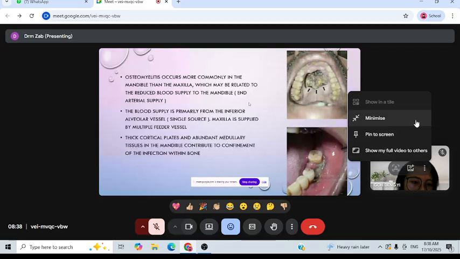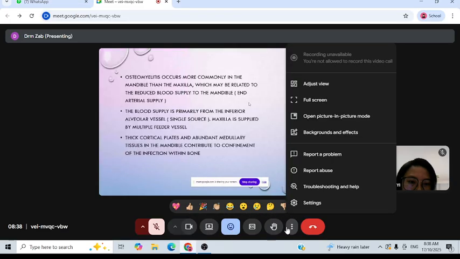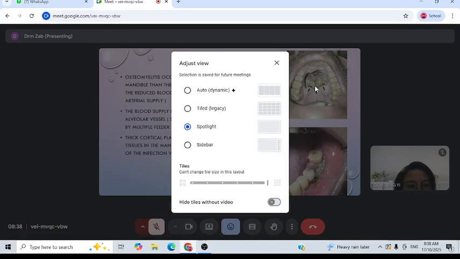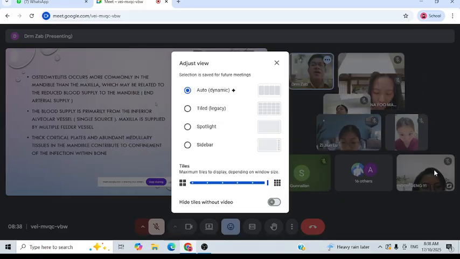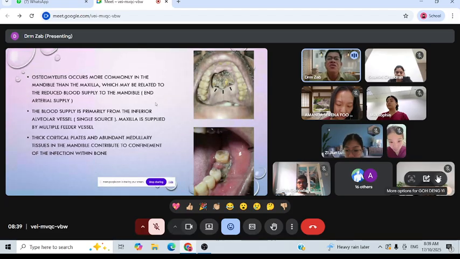In comparison, on the maxilla, you have so many blood supplies. You have the posterior superior alveolar artery, you have the middle and anterior superior, you have the infraorbital artery that can supply the area, you can also have the sphenopalatine artery that can also supply the area. So if one vessel is affected, the other vessel will contribute to the lacking of the blood supply. Right? So that is the difference between mandible and maxilla. So the mandible is more commonly affected. Why? Because of the type of blood supply. Secondly, because of the density of the bone.